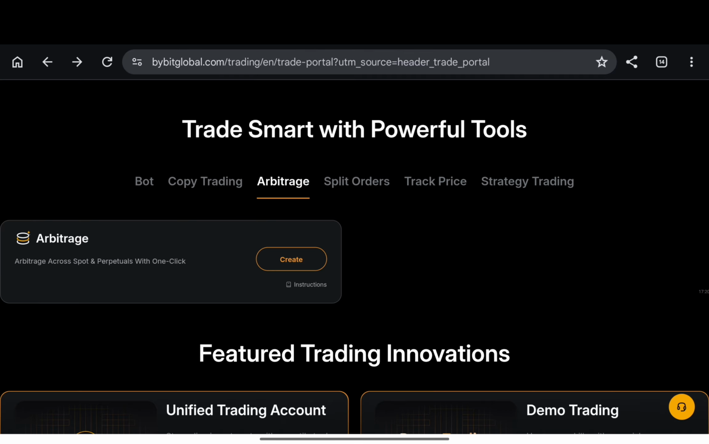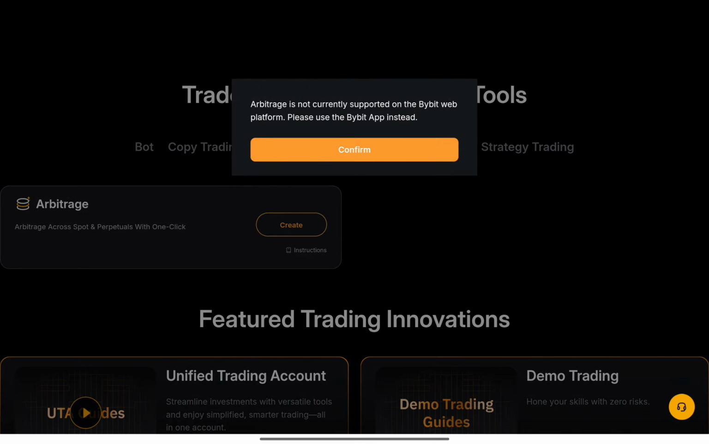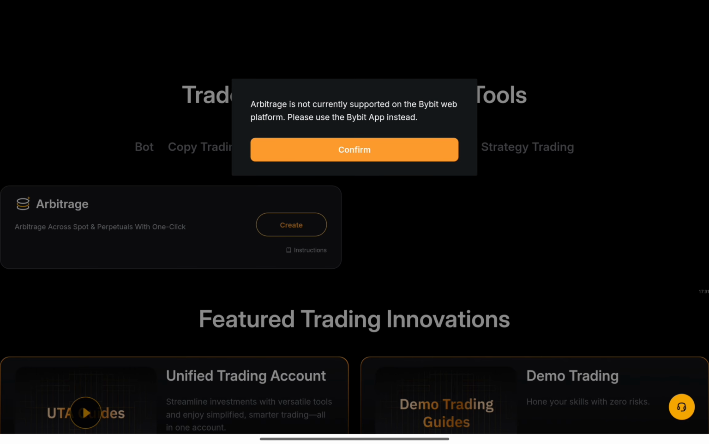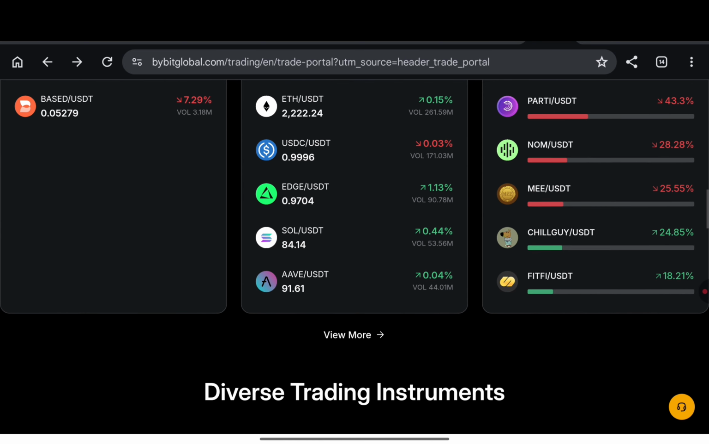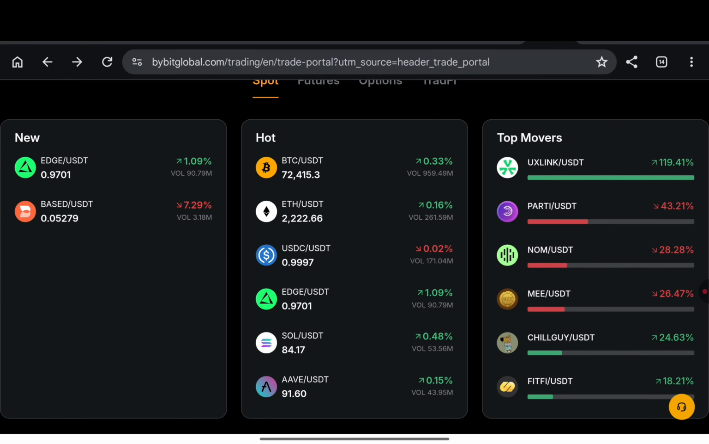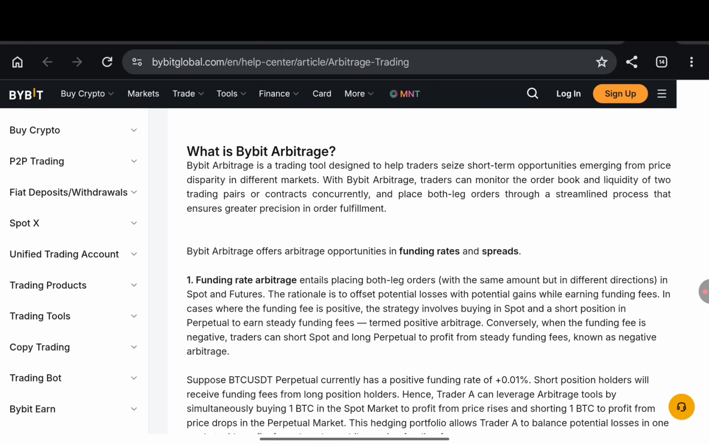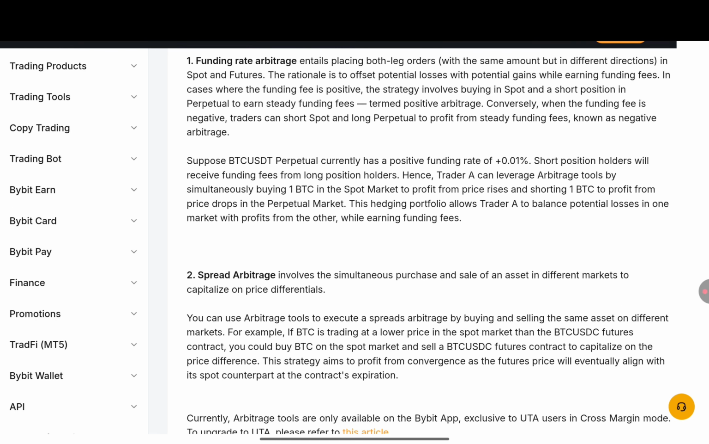So let's click on this arbitrage and let's click on create. It says arbitrage is currently not supported on the web platform. Okay, so I have to use the application, but in this case we're using the web platform to do this content, so we cannot go to the application right now. Okay, so that's basically how to go to the arbitrage section, and you can create for funding rates or you can create for spread. Spread is a very simple arbitrage as well. It has a bot basically.